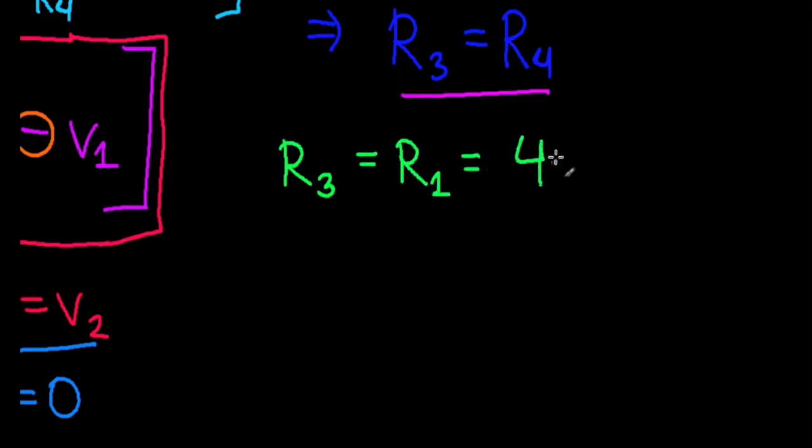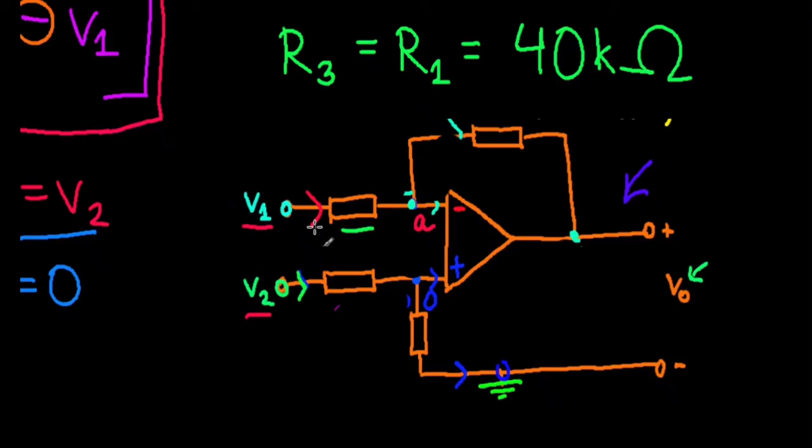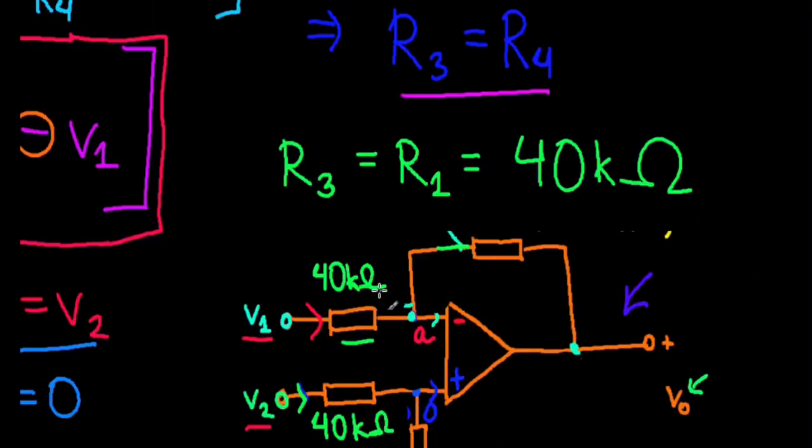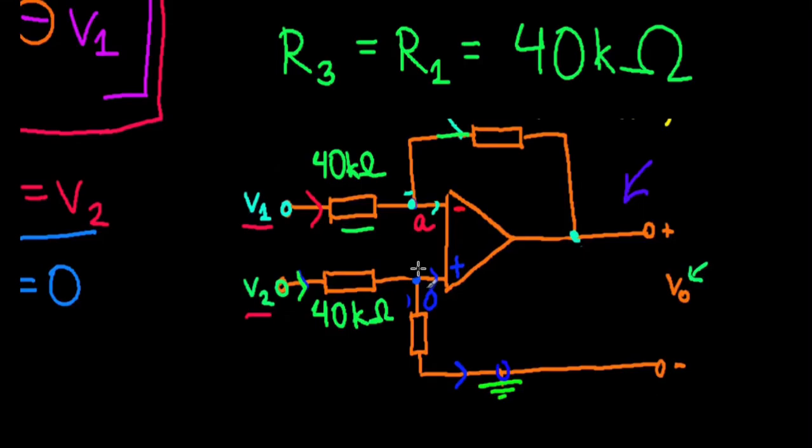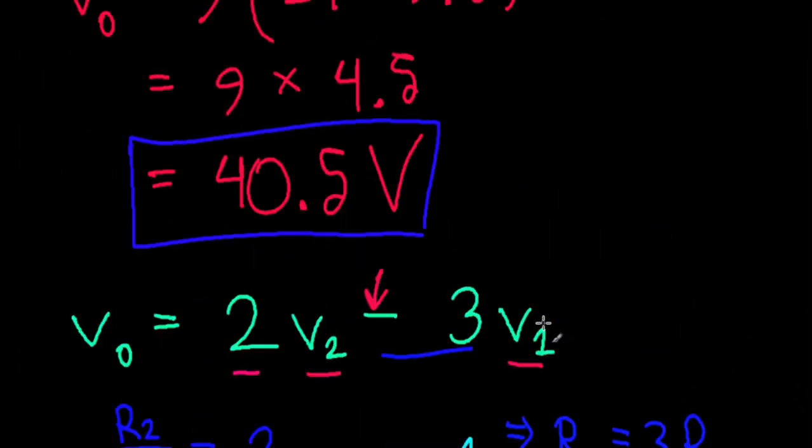Let's pick 40 kilo ohms. Suppose both of them need to be equal to 40 kilo ohms. R1 needs to be equal to 40 kilo ohms, and R3 same needs to be 40 kilo ohms. R2, as we saw, needs to be triple of R1, so that needs to be 120 kilo ohms. And R4 right here needs to be the same as R3, which is 40 kilo ohms. So voila, we have our circuit which meets this condition.